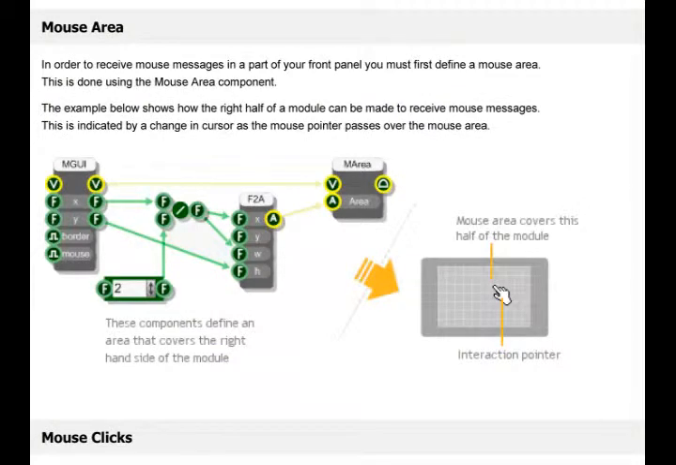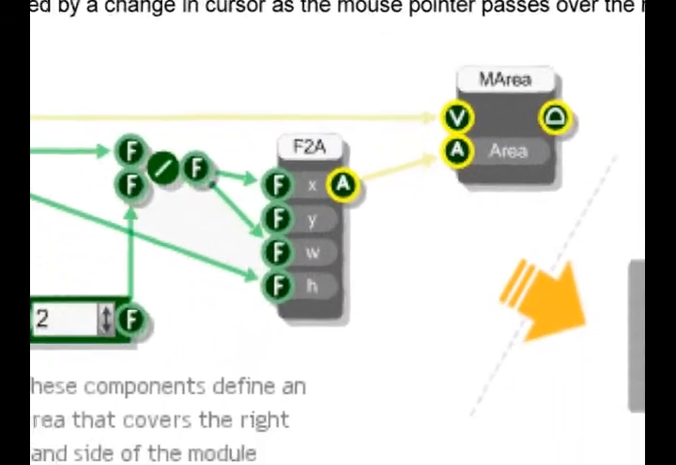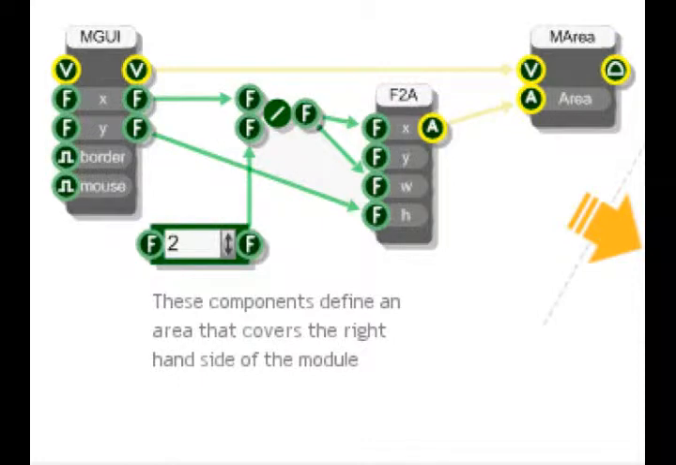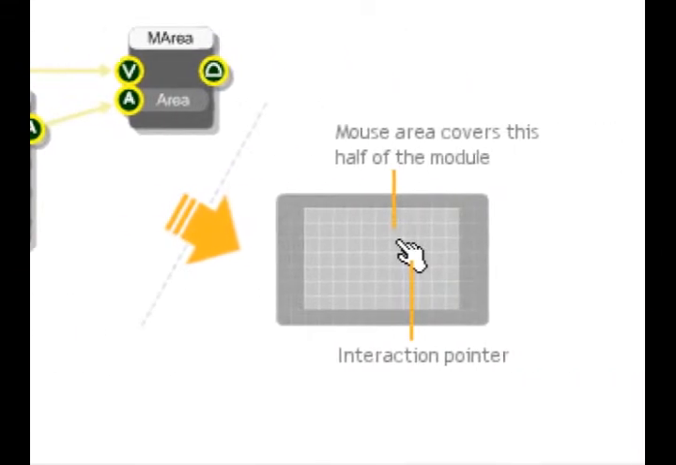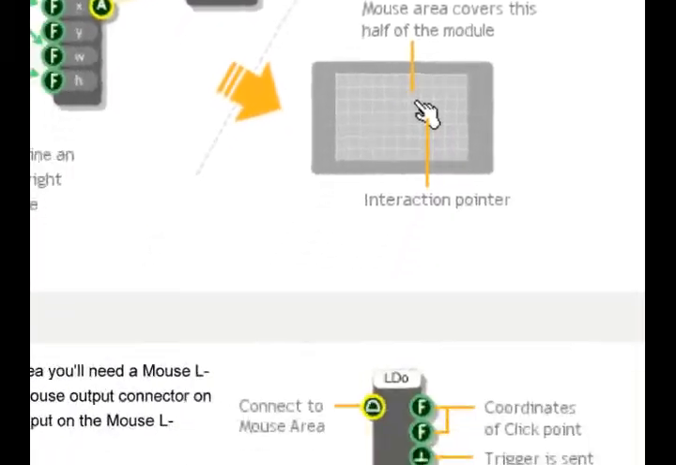Mouse handling. Mouse area. In order to receive mouse messages in a part of your front panel, you must first define the mouse area. This is done using the mouse area component. The example below shows how the right half of the module can be made to receive mouse messages. This is indicated by a change in cursor as the mouse pointer passes over the mouse area.